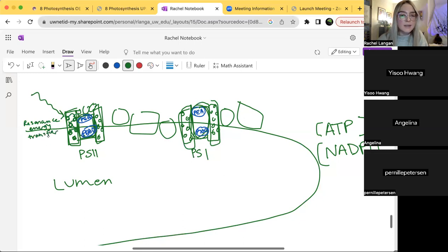And I call it that, and I make that distinction because they're passing energy, but importantly, they're not passing electrons. So these are not redox reactions. They're just kind of passing this weird resonance energy stuff.